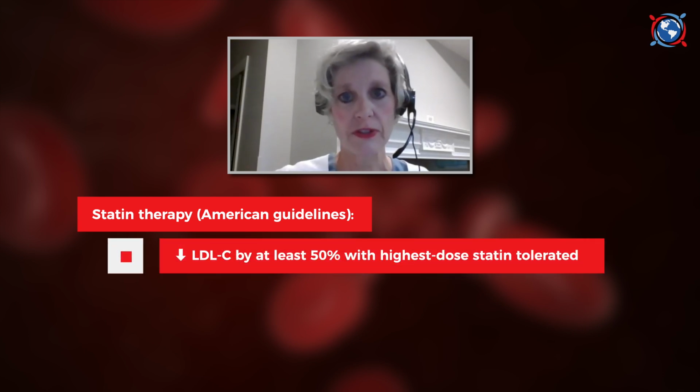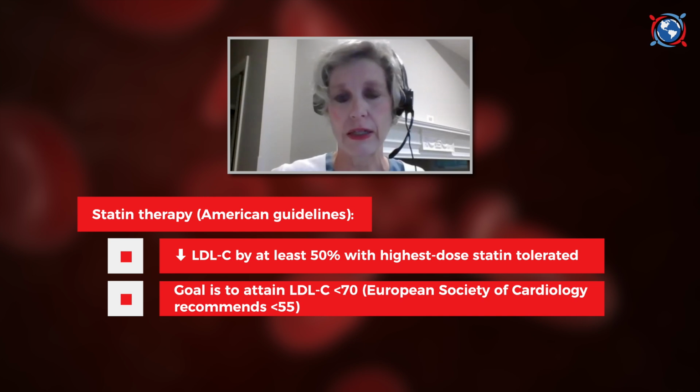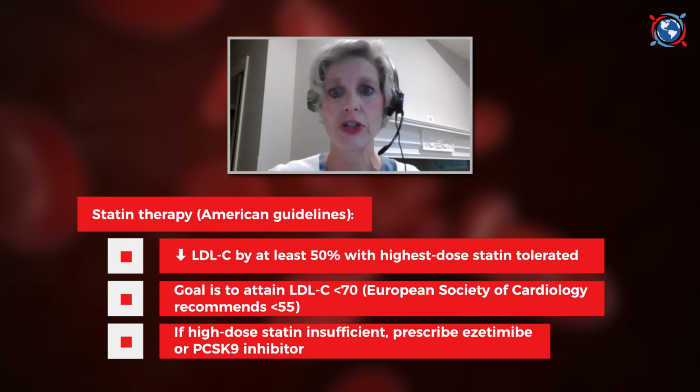With regard to cholesterol lowering, guidelines recommend the highest dose of a potent statin to reduce the LDL cholesterol by at least 50% and to attain an LDL cholesterol of less than 70. European Society of Cardiology guidelines have similar recommendations, but recommend that the LDL cholesterol be reduced to less than 55. If a high-dose potent statin is not sufficient to meet these targets, then ezetimibe or a PCSK9 inhibitor should be prescribed.